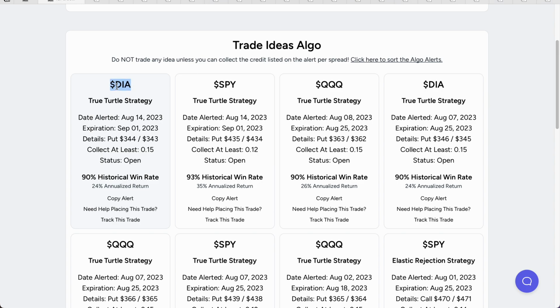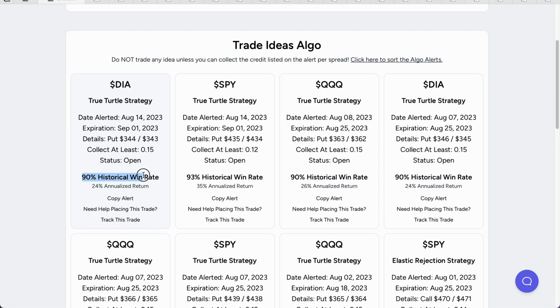So first off, the algo shows you what you're trading. It shows you the strategy you're trading. It shows you the date that this trade was alerted. It shows you the expiration date to place for your trade, the details. They put credit spread trade. You're going to sell the 344 and you're going to buy the 343. You want to collect at least 15 cents in credit, and the status is open, which means you should be able to collect that credit or close to it.